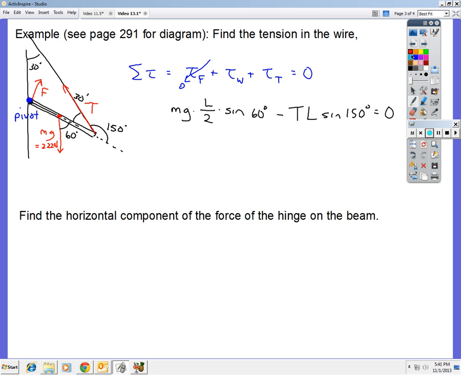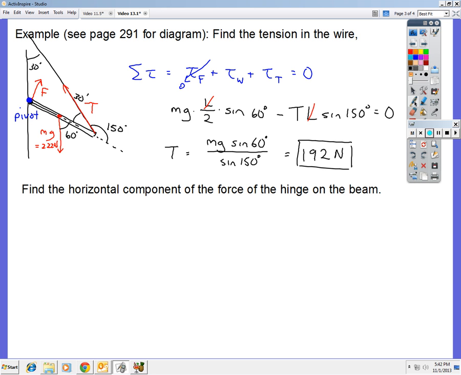Now fortunately, L divides out of the equation. We know mg, we know the angles. Some algebra gives us T equals mg sine of 60 degrees over sine of 150 degrees. Mg is 222 newtons. We're told that in the problem. And so the tension works out to be 192 newtons. So that's quite handy. Not too hard, of course, if you know how to go about starting it. If you're not sure how to start it, it gets a little more difficult.